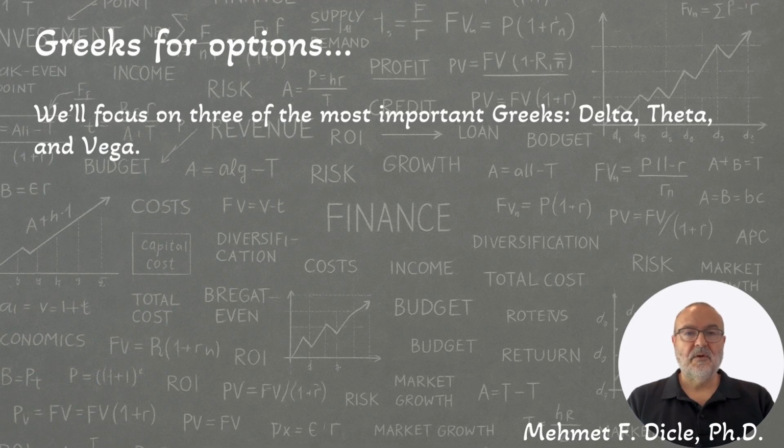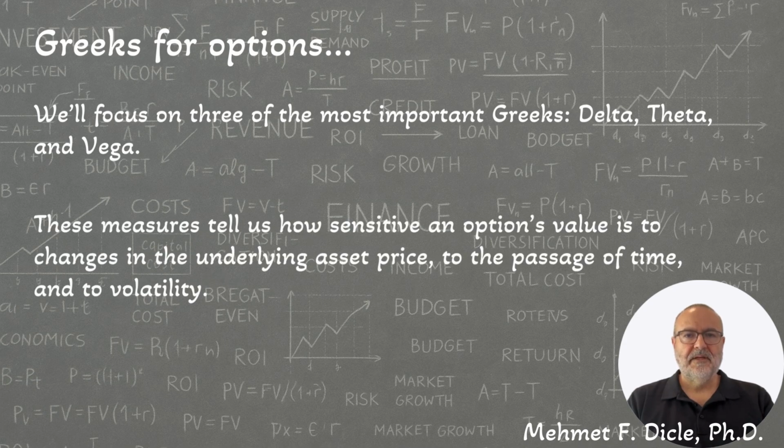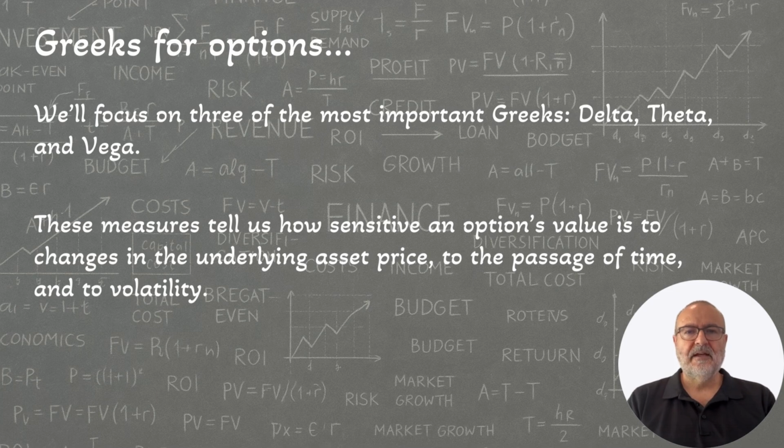In this session, we'll focus on three of the most important Greeks: delta, theta, and vega. These measures tell us how sensitive an option's value is to changes in the underlying asset price, to the passage of time, and to volatility. By the end of this lecture, you should be able to understand what these Greeks represent, how to use them in trading and risk management, and some of their limitations.